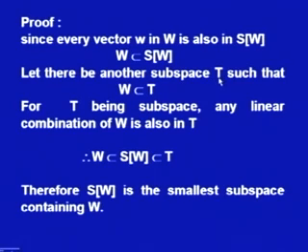Now, let us say S(W) is not the smallest subspace. Let us say there is another subspace T such that W is a subset of T. For such a subspace T, any linear combination of vectors of W is also in T, because T is a subspace. So W is a subset of S(W), which is a subset of T, because all the linear combinations are in S(W). That means S(W) is the smallest subspace containing W.